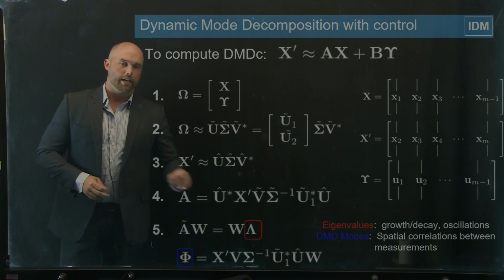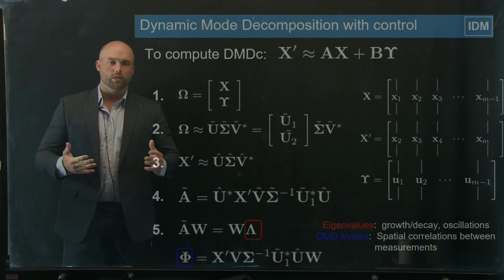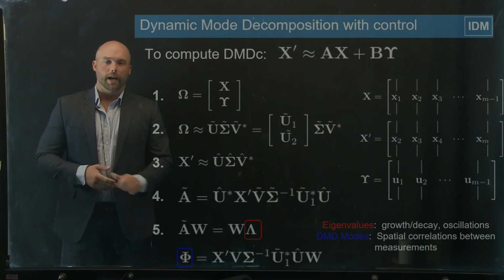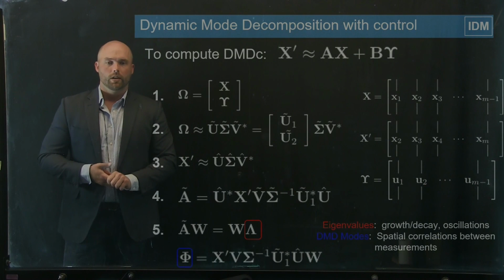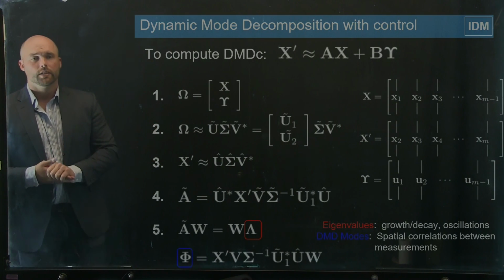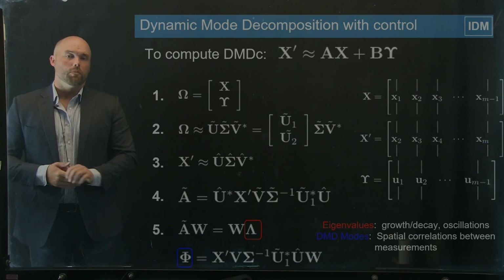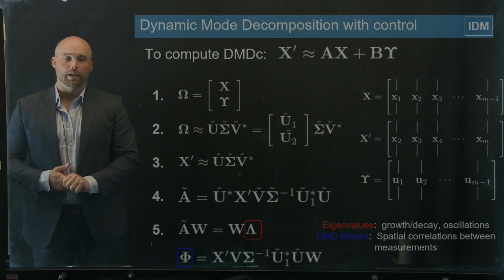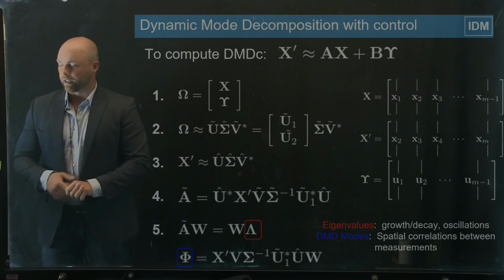Then again, use an eigenvalue solve to find the growth, decay, and oscillations from the eigenvalues here in Lambda and the associated dynamic modes. And this has now disambiguated the effect of states and inputs by only adding in another singular value decomposition and a little bit more complicated linear algebra.